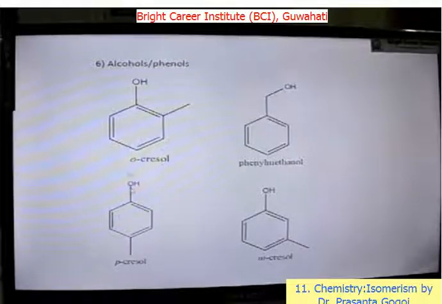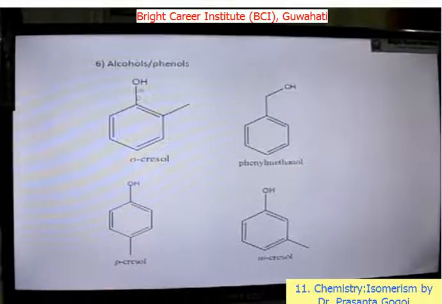And in the other examples, in the case of para-cresol and meta-cresol, these two are also isomers, but these are not functional isomers, because both have the same functional group. You can see the same functional group here also and here also. So all these three are not functional isomers. The essential condition for functional isomers is that the functional groups must be different from each other.